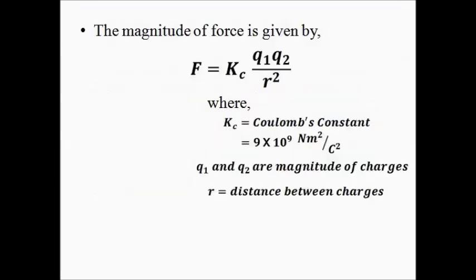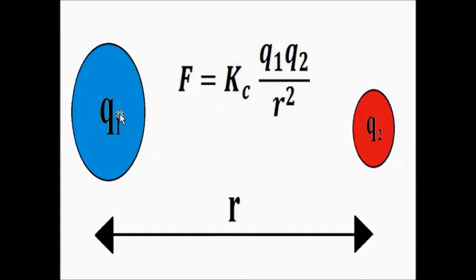So as per Coulomb's law, the magnitude of force between two charges q1 and q2 is given as per this mathematical expression, which is the proportionality constant k subscript c with q1 q2 by r square. It means the force is directly proportional to the product of the magnitude of the two charges, and is inversely proportional to the square of the distance between them, okay.